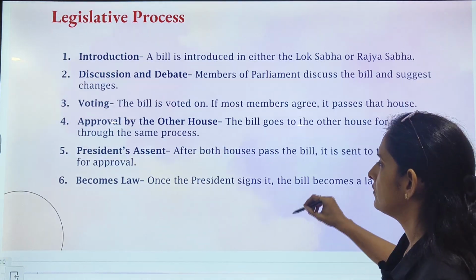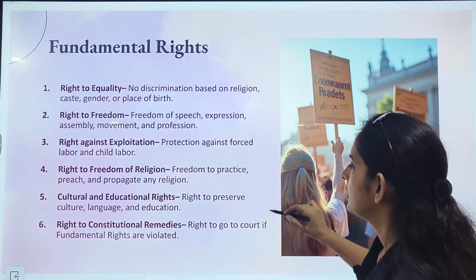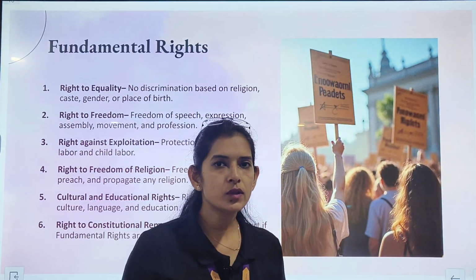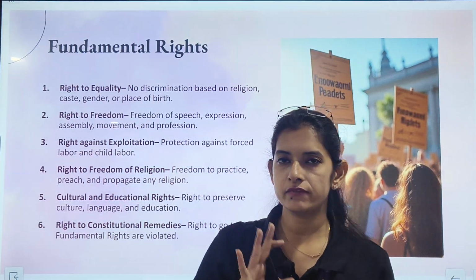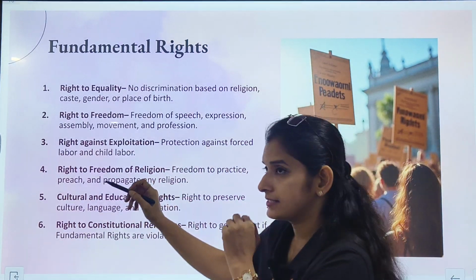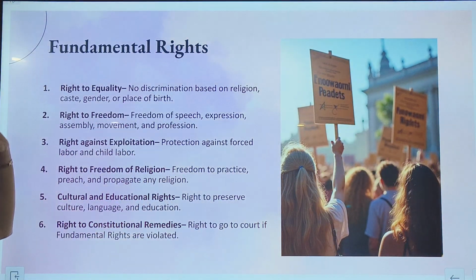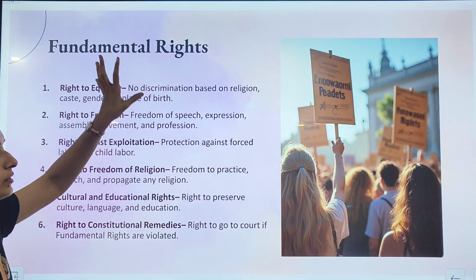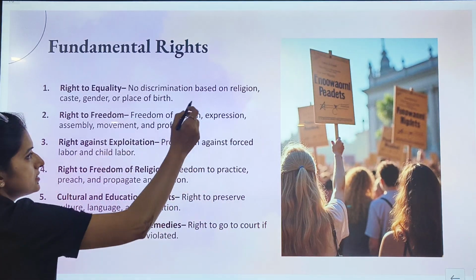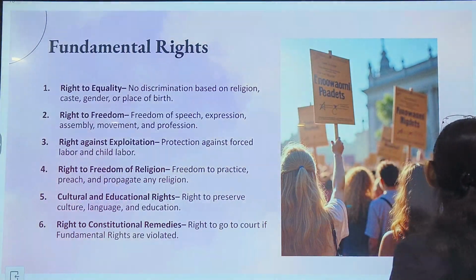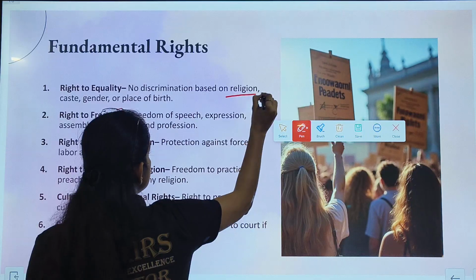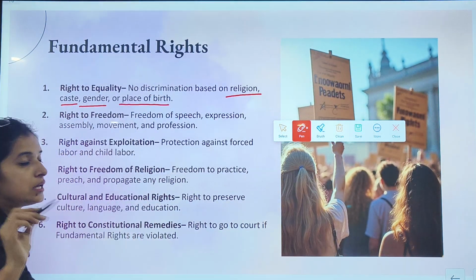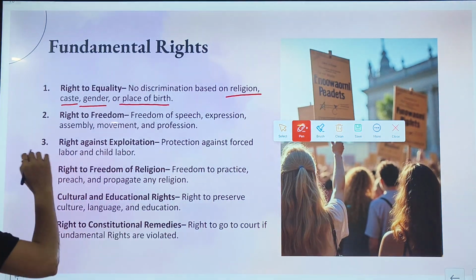So, moving further, talking about fundamental rights. Beta, as we have already discussed, we have 6 fundamental rights which are given to us. One is right to equality. That is, every person who is a citizen of India, he or she is equal on every basis, whether it is on religious basis, caste basis, gender basis, or the place of their birth. Everyone is equal in the eyes of law.